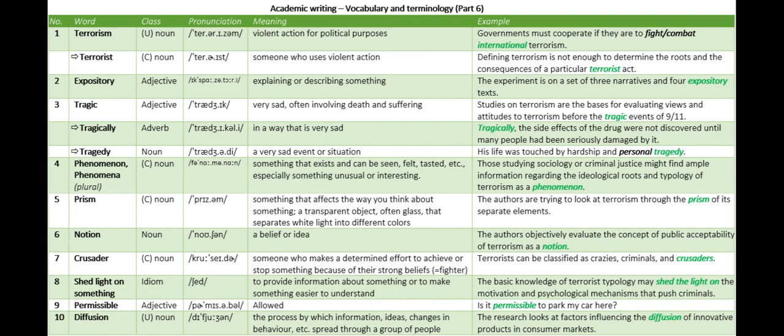6. Notion. Noun. Meaning, a belief or idea. Example, the authors objectively evaluate the concept of public acceptability of terrorism as a notion.